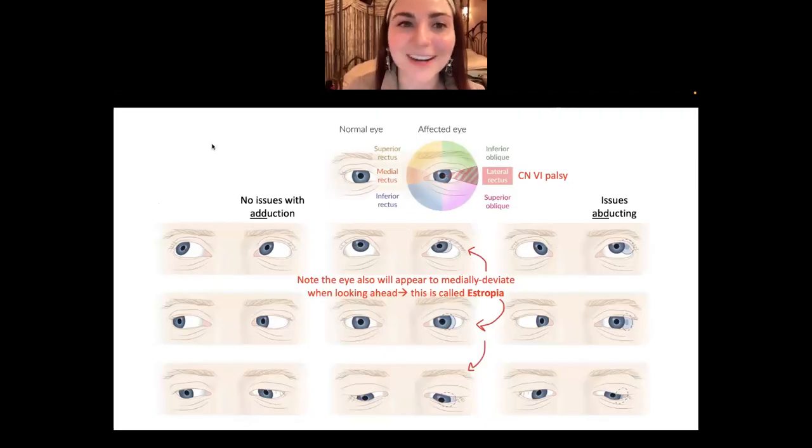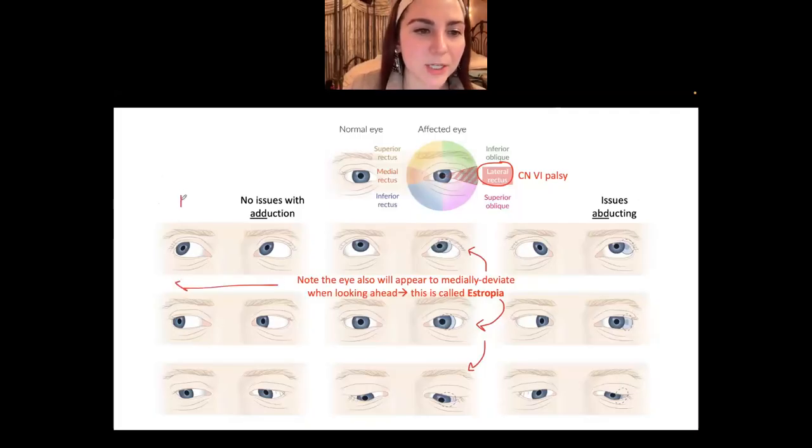Here's our favorite AMBOSS picture again with the lesion. So this is a left-sided nerve lesion again. It affects the lateral rectus, which again, the only thing it does is abduction, so looking to the outside. So this is right, this is left. We're asking the patient to look to the right. This eye is affected. This eye is adducting, no problem. Looking straight, looking up, looking down, no problem.